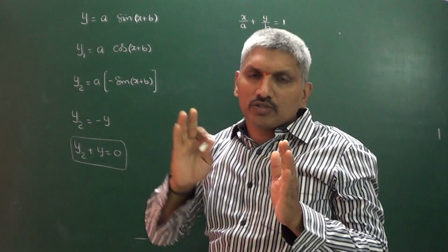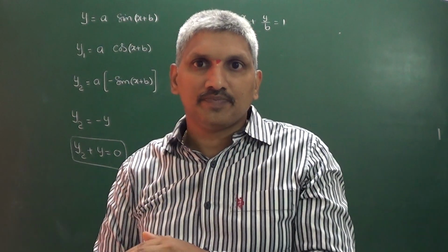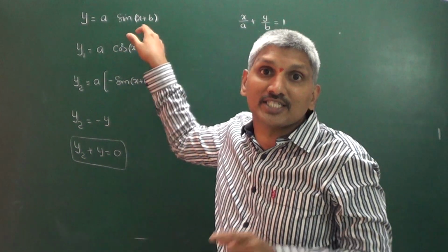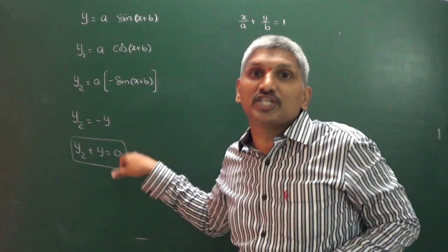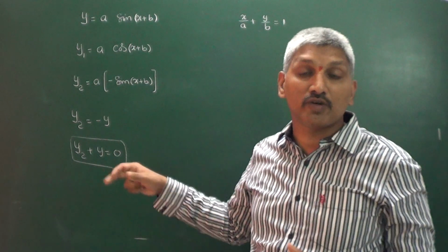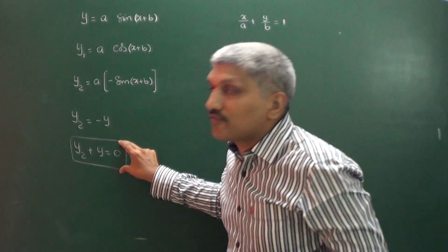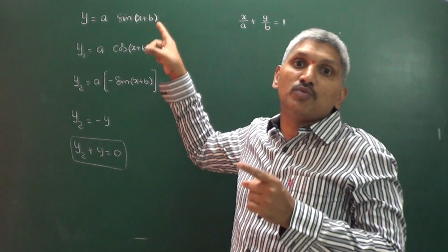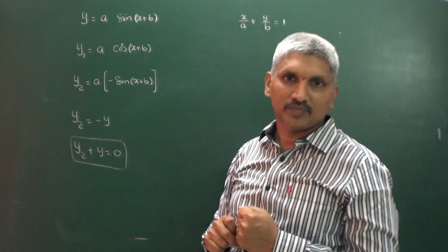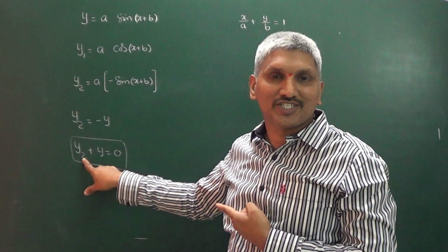Sometimes they will ask the number of arbitrary constants. This solution we are calling a general solution for this differential equation. Sir, what is a general solution? The solution of this differential equation is said to be a general solution. The order of this differential equation is 2.